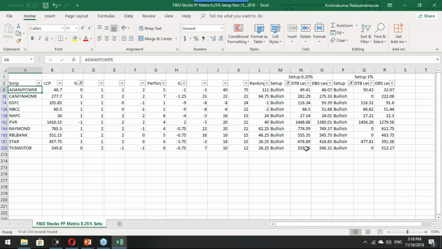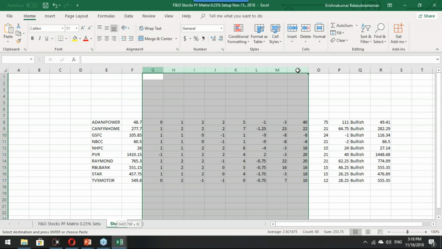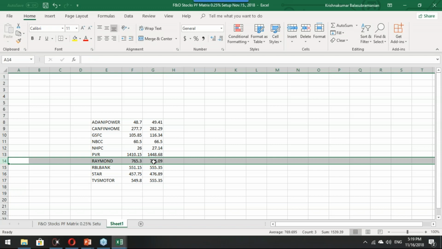So what you can do is copy this, take it to a new sheet, and remove everything else. You are just interested in the buy trigger, and you can calculate the potential move that is required for the buy signal to be triggered, and focus on the candidates wherein the buy trigger is very close to the current market price in terms of percentage. Does it make sense? So PVR's yesterday's close was 1410, and a buy signal is triggered at 1448.68, so roughly around 1449. Raymond is probably the best possible candidate, as the last closing price was 765, and your buy signal gets triggered at 774. It's hardly 1%.